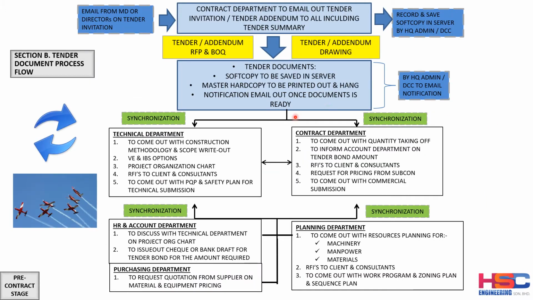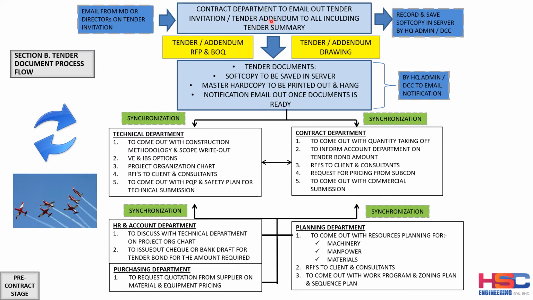Okay, in section B, this is what actually happens during the tendering process inside the construction company. So the tender document process flow will go as such. Once the managing director of the construction company receives the email or the tender invitation, the managing director will email the tender invitation to the contract department.